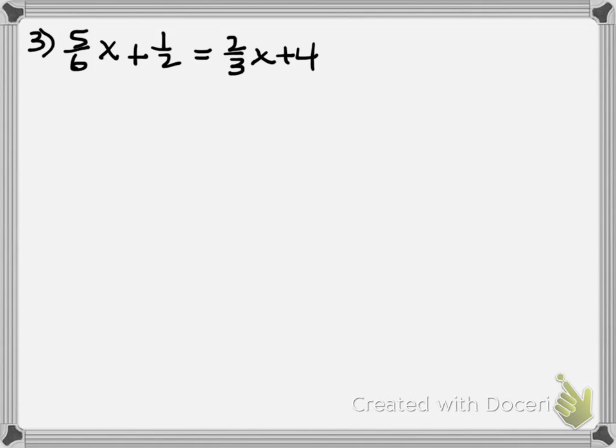We have number 3. 5/6 x plus 1/2 equals 2/3 x plus 4. So I think what I'm going to do is deal with my LCD over to the right so it doesn't interfere with my solving, and I need to figure out the LCD of 6, 2, and 3. And we already did that in the first problem, and so we know that the LCD is the larger number, 6. So that's what I'm going to multiply everything by. I'm going to multiply everything by 6, regardless of whether it has a fraction or not.